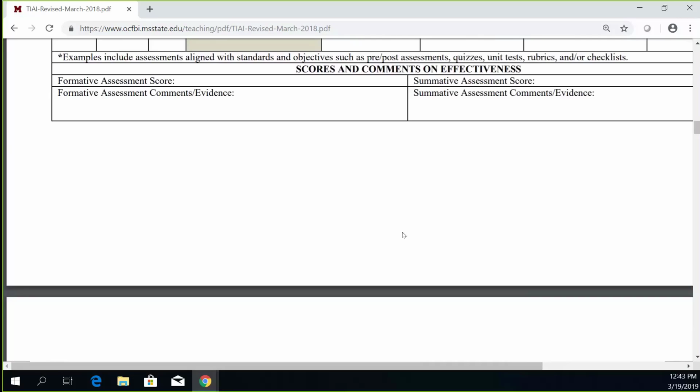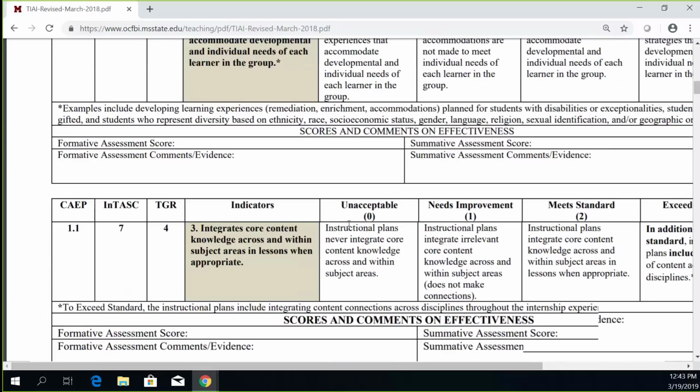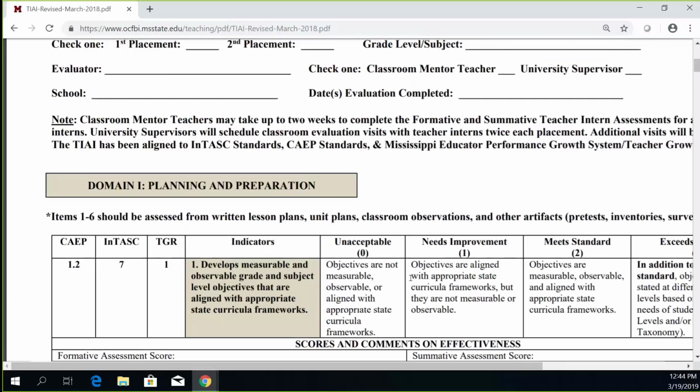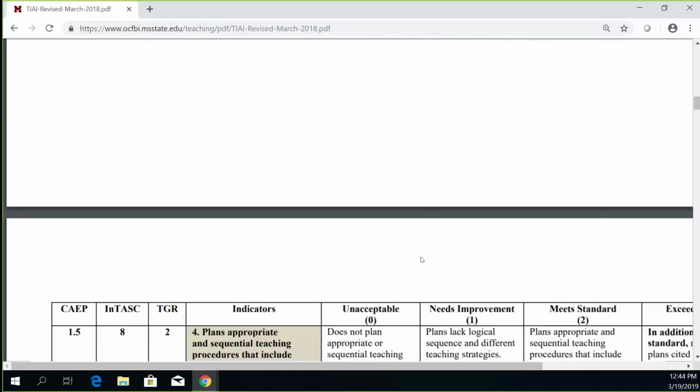So when your university supervisor comes, they observe you with all of these. And when they sit down to do the TIAI, you will be teaching. They will walk in right when the bell rings usually. They will sit in the back of the classroom. They do not want you to acknowledge them. They just want to have class. You teach. Your first domain should already be graded because you've already emailed your lesson plans to them the day before. They've already graded that. They don't have to worry about any of this. See, that's why Domain 1 is done, because you don't have to worry about it if you plan well.